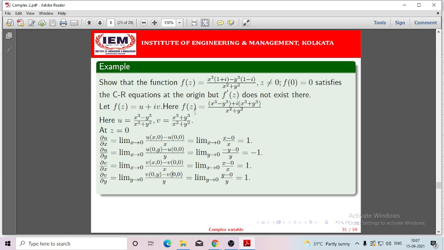So here we can conclude that since the function is satisfying the Cauchy-Riemann equation, but the second condition is not valid, this will not be differentiable. This will not be analytic. So the derivative doesn't exist here. Was that clear?